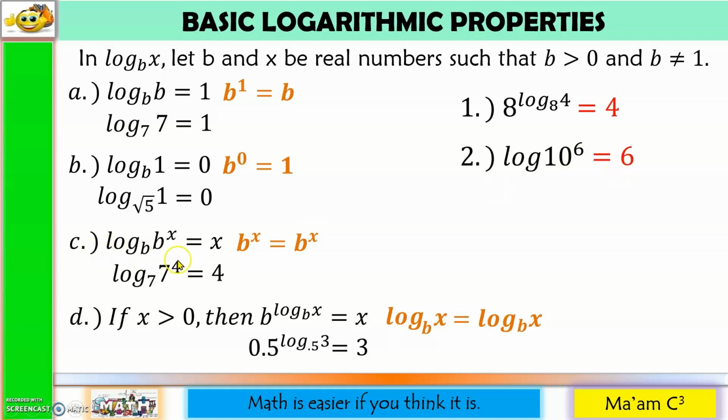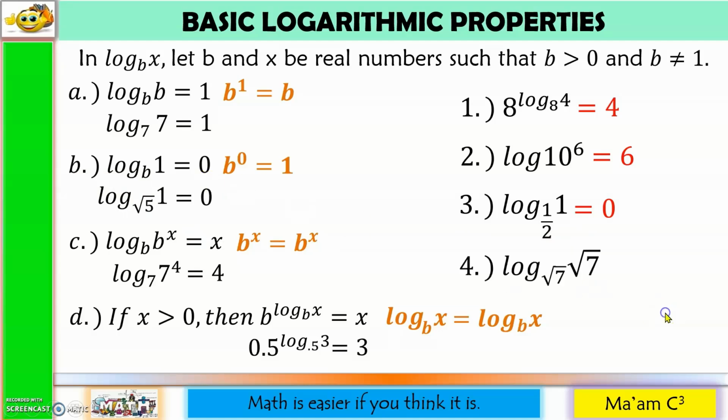Property letter C. Another one, the logarithm of 1 to the base 1/2. To what number are you going to raise 1/2 to give you an answer of 1? And the answer here is 0. This is property letter B. And last one, you have the same x and b, property letter A. Therefore, the answer here is 1.